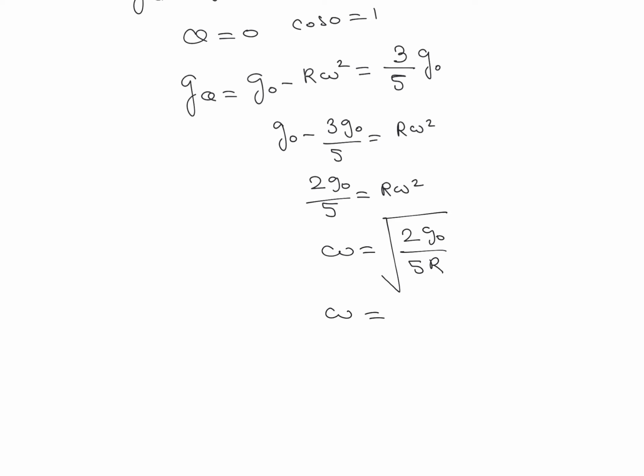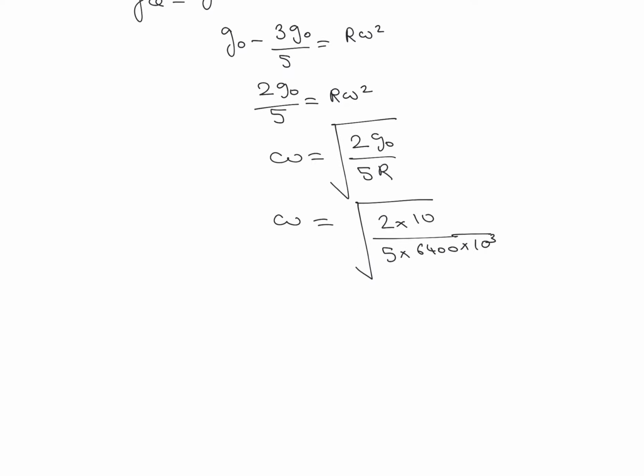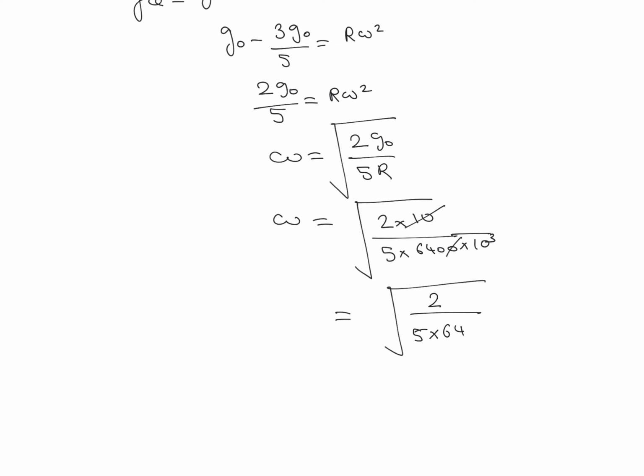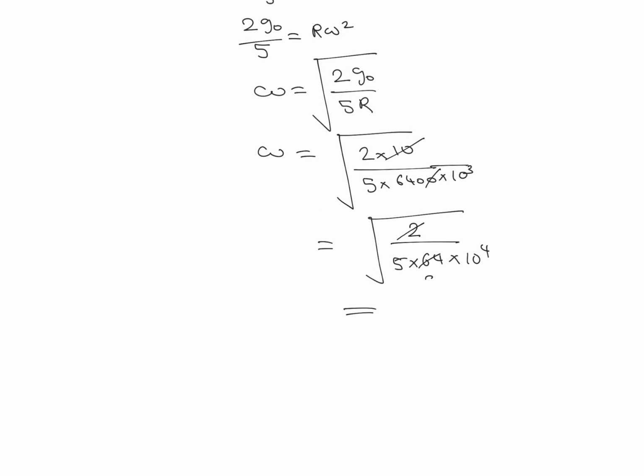Now we can substitute these values, that is under root of 2 into g, we can take it on the surface as 10, 5 into r, we can take it as nothing but 6,400 kilometers, so into 10 raised to 3. So this 0 and this 0 can be cancelled. So this can be written as under root of 2 divided by 5 into 64 into 10 raised to 4. So we can cancel this 2 and 64. This is going to be 32. So under root of 1 divided by 5 into 32 into 10 raised to 4.